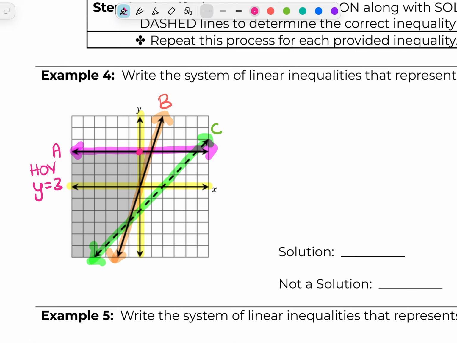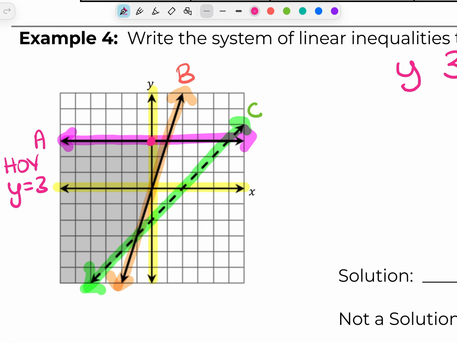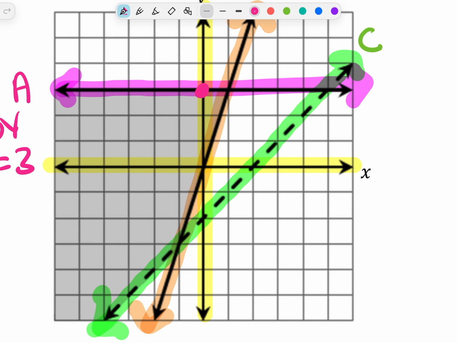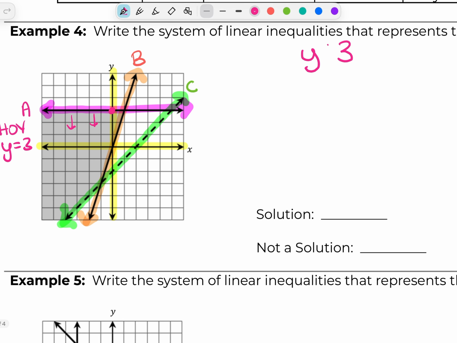So that is going to be the first of my inequalities, but it is not an equal. We have to look at the shading and then the solid line to decide what's going on. So from this pink line, my shading is below. So that is going to be a less than symbol. Because it is solid, I'm going to underline it.